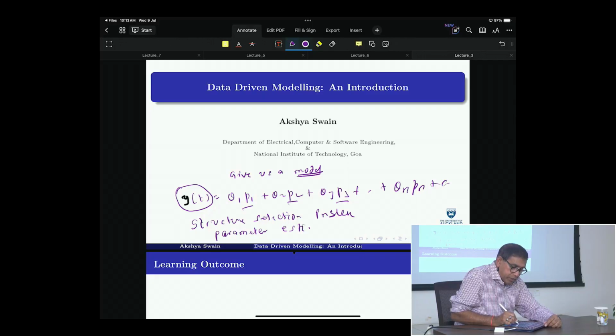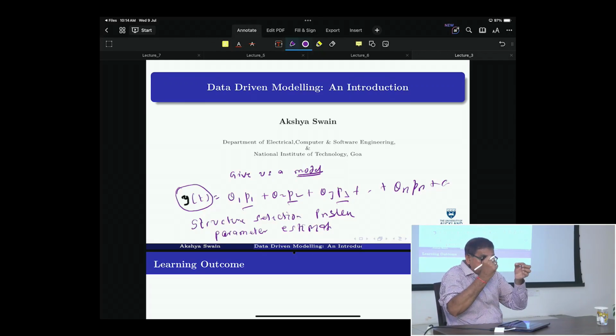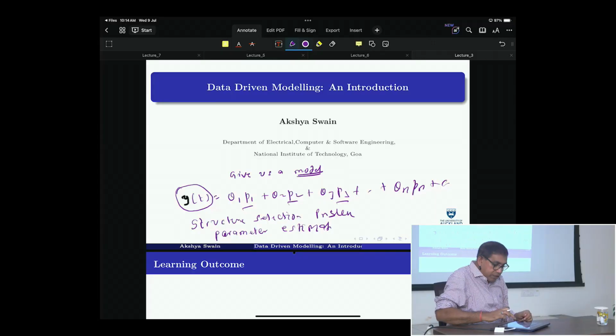Then parameter estimation. And out of which, the structure selection problem is the most difficult problem, especially in nonlinear system identification, because which terms are to be included? Once you know which terms to include, other things become easier. I'm just giving an example.